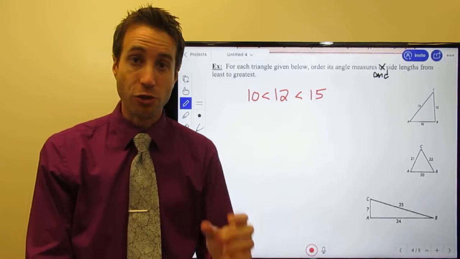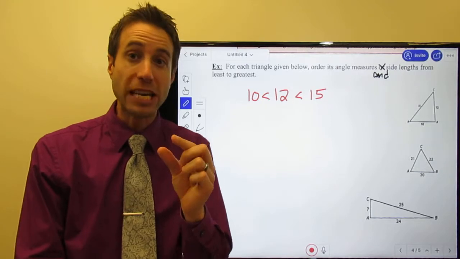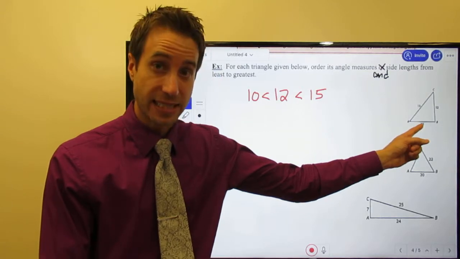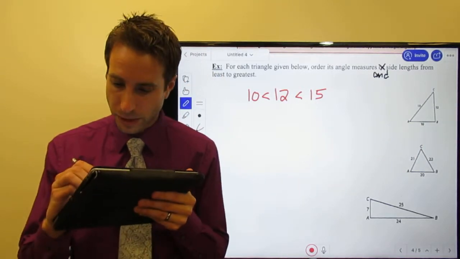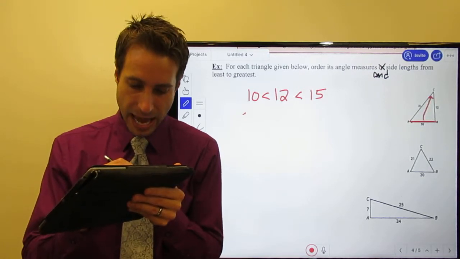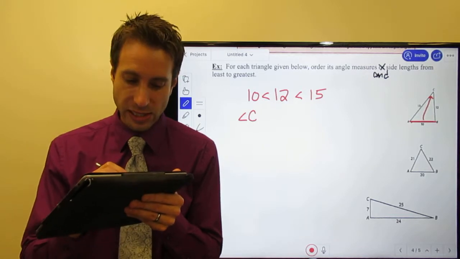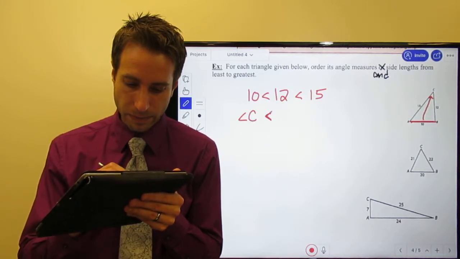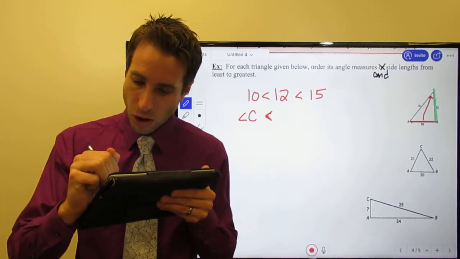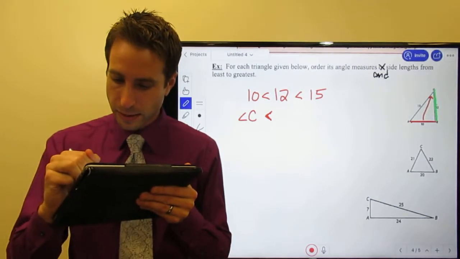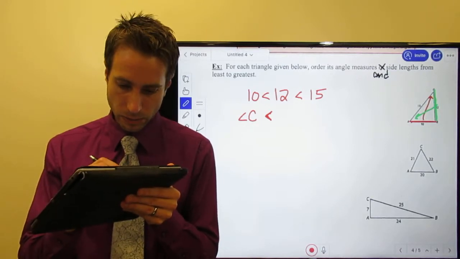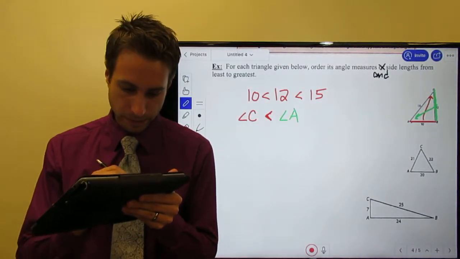Remember, the smallest angle is going to be opposite the smallest side. Since this is the smallest side, 10, where's the smallest angle? Here's my smallest side. I go opposite, which means angle C. Angle C is going to be the smallest angle. Okay, what about the next one? Well, 12 is my next longest side. The angle opposite will be the next smallest angle. So, angle A. Keep going.